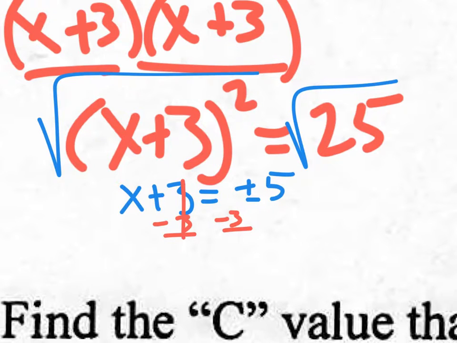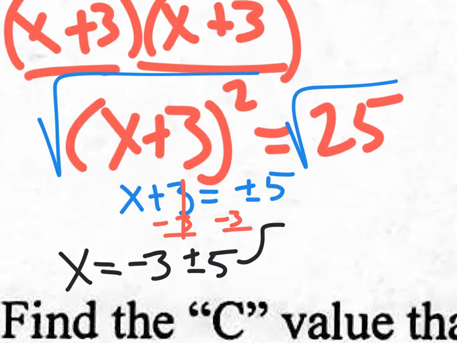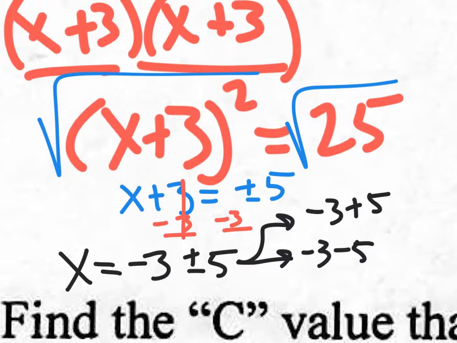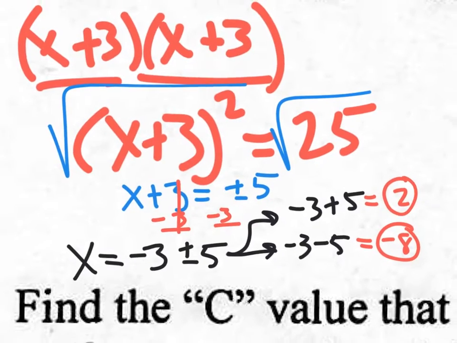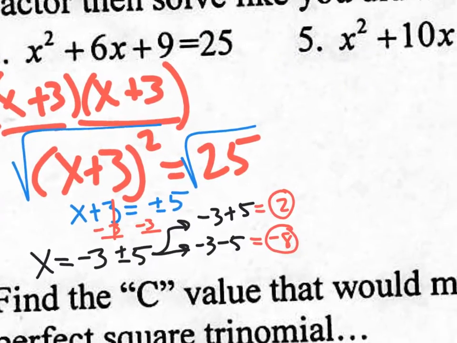So you're going to rewrite this. It's going to say x equals negative 3 plus or minus 5. And now that's going to give us two answers. That's going to give us negative 3 plus 5, and it's also going to give us negative 3 minus 5. Now the negative 3 plus 5 is really the answer 2, and the negative 3 minus 5 is the answer negative 8. Okie doke. All right, let's try the next one.